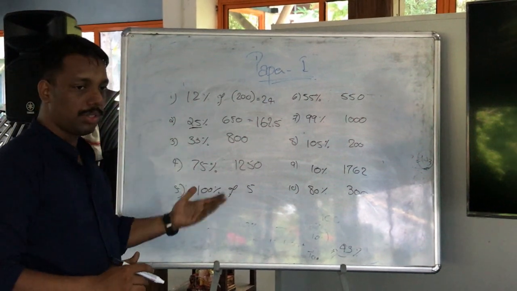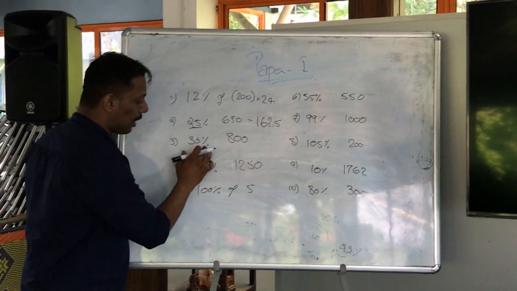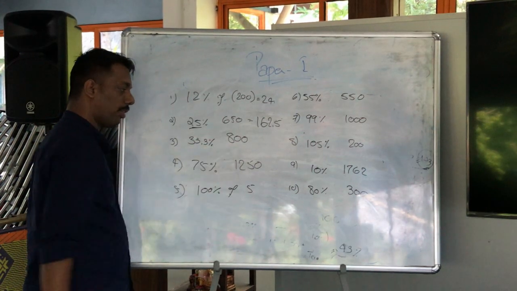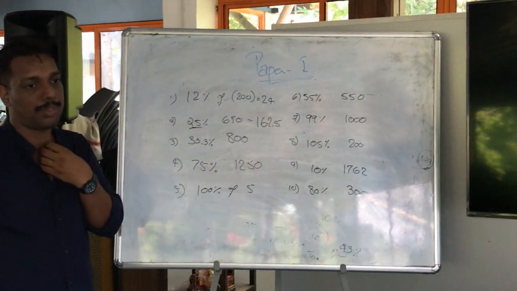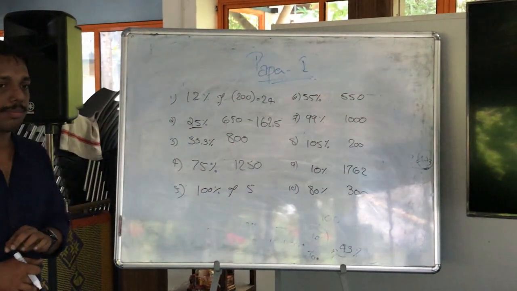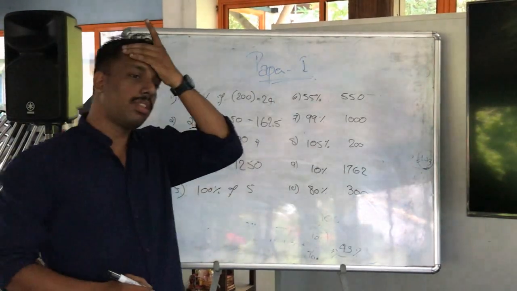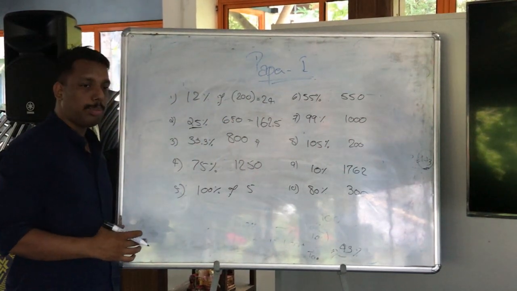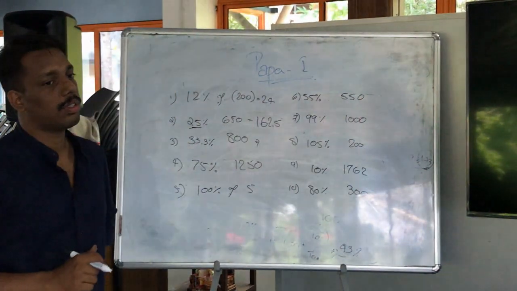What is 33 percentage of 800? I can change the question to be more specific. Actually, you have to find out the 33.3 percentage of 800. What is the value of 33.3 percentage of 800? How will you solve it?